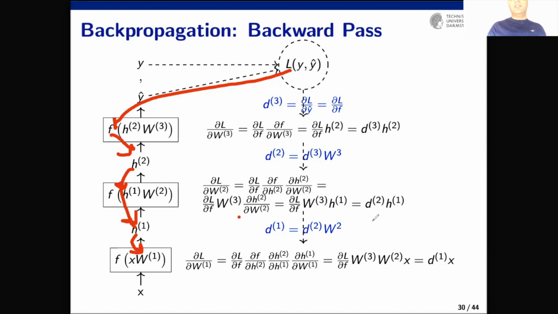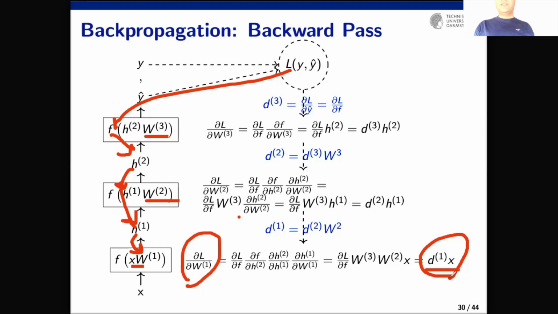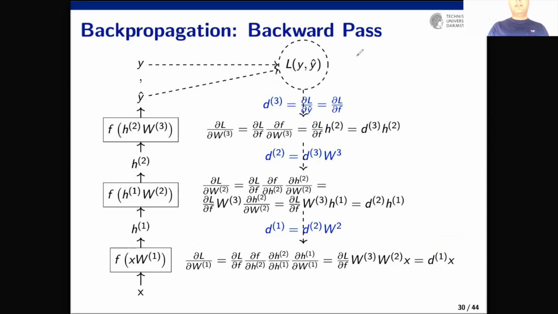It is D3. The derivative of F with respect to H2 is W3. The derivative of H2 with respect to H1 is W2. And the derivative of H1 with respect to W1 is X, right? So the derivative of loss with respect to the parameters of the first layer equals the error at the top of the layer times the input to the layer. So if we say the error at this step is D1, the derivative of loss with respect to the parameter equals the error at this point times the input here.